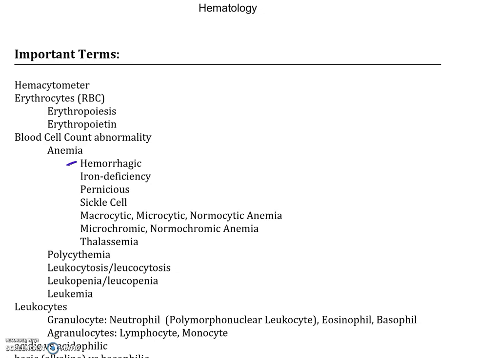That means you wouldn't have enough hemoglobin. But in normal chromic anemia, the red blood cells, at least they look normal. And in microchromic anemia, the red blood cells look very pale.